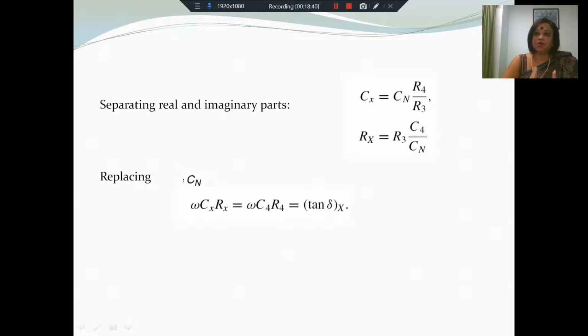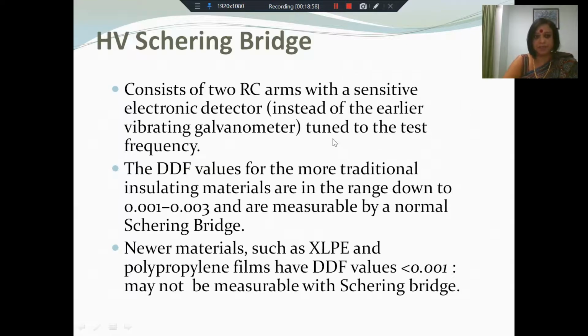Schering bridge is most often used in power frequency supplies, so omega can be considered to be 50 Hertz, but we can also have high frequency Schering bridges. So this is a very simple way of loss measurement, or estimating the capacitive component and the resistive component of the test circuit. We also have a small variation of this, in the sense that there are Schering bridges which work at ordinary voltages, and Schering bridges which also work at high voltages.